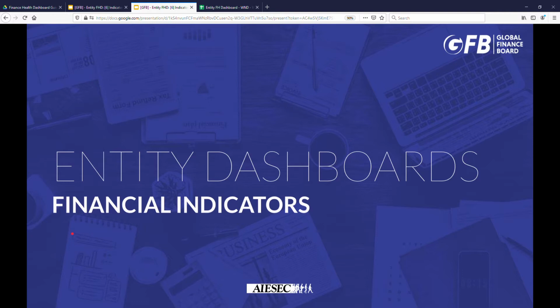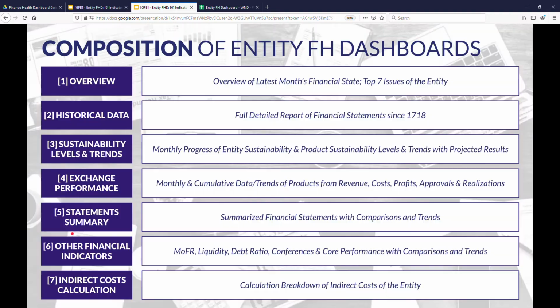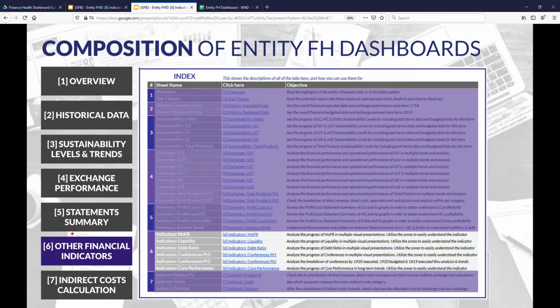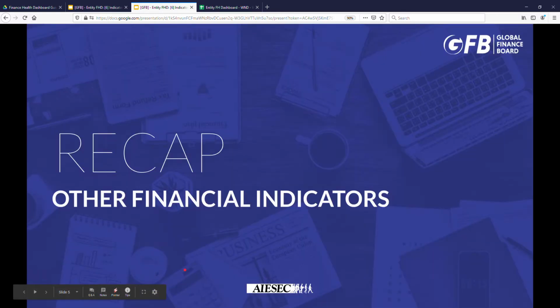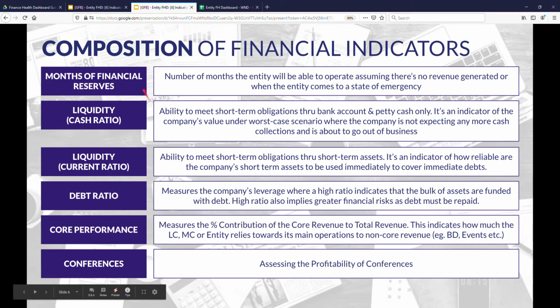For financial indicators, we are going to talk about these certain tabs of the financial indicators, which are months of financial reserves, liquidity, debt ratio, conferences, and core performance. So, recap. There are basically six main aspects under the other financial indicators, sustainability of the finance standards.